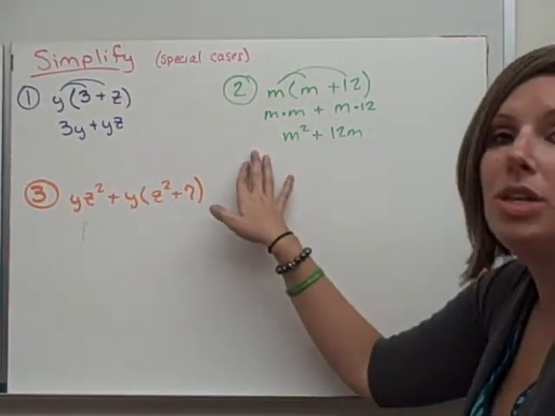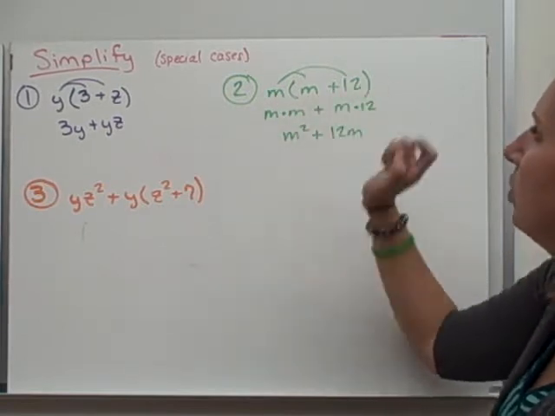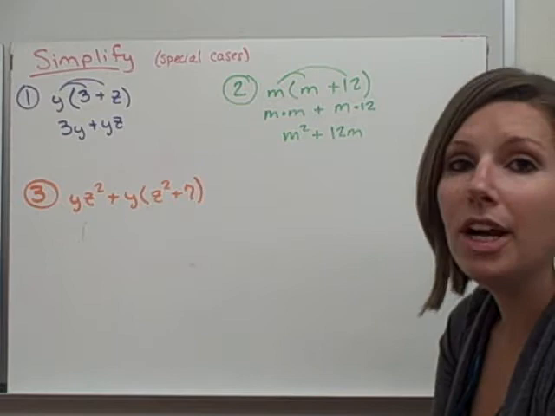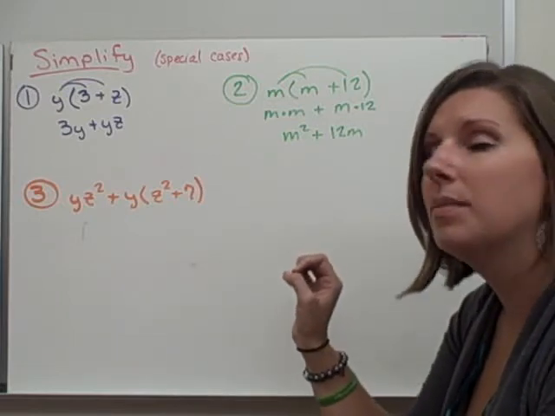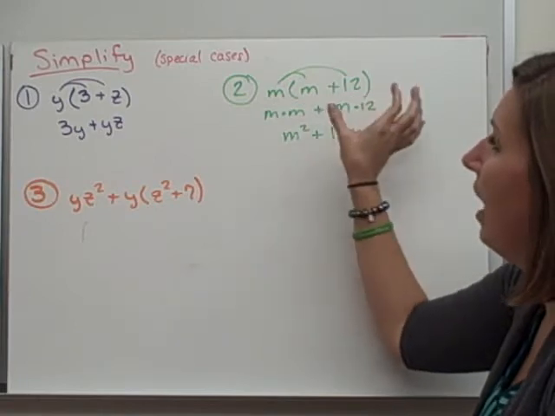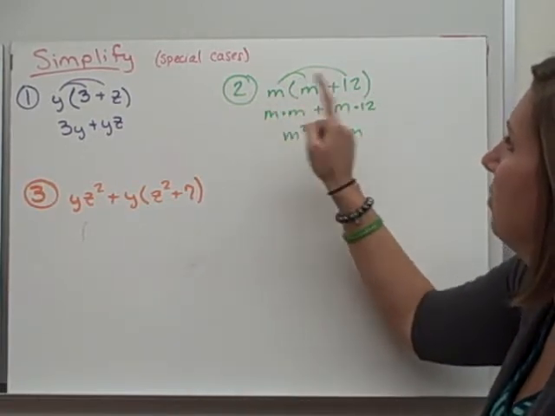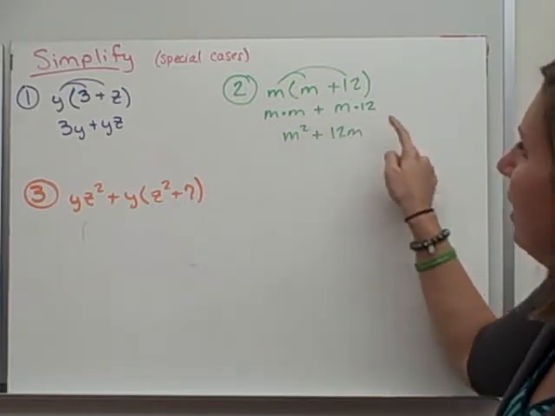Here in question number 2, I've got m times the quantity of m plus 12. Again, I've got a variable on the outside of the parentheses. So I've got to multiply that variable by everything on the inside. M times m plus m times 12. So here I've got it written out.